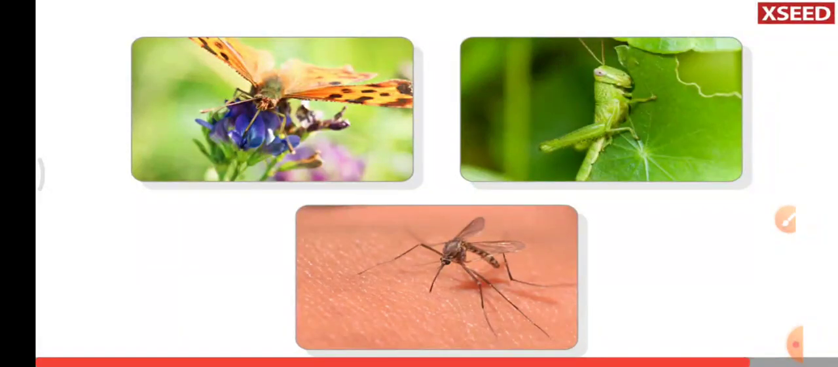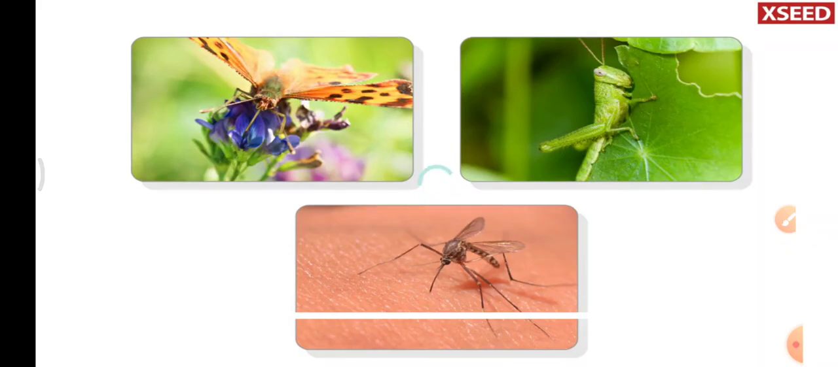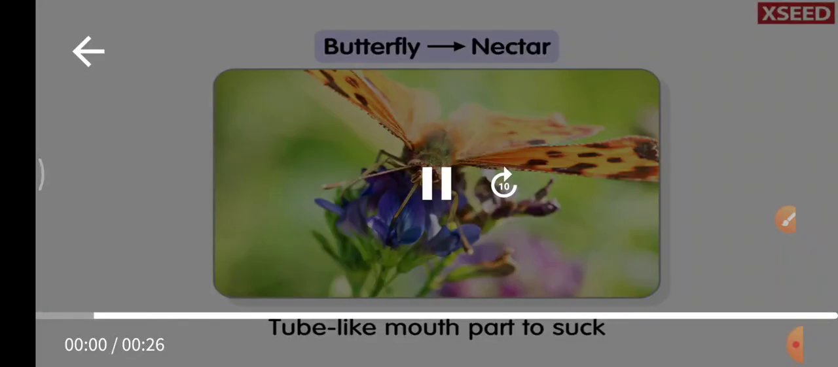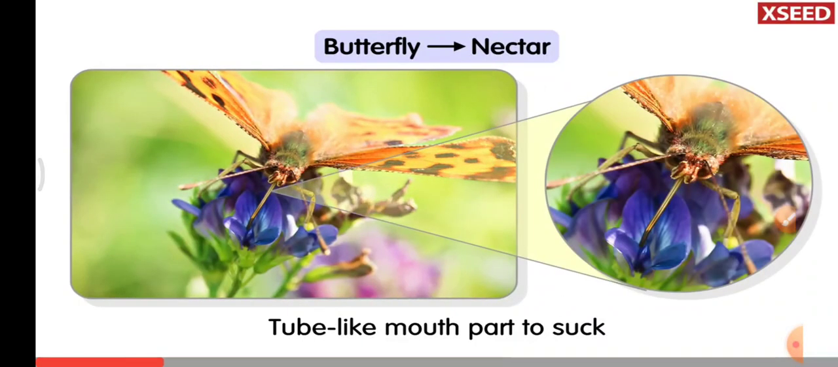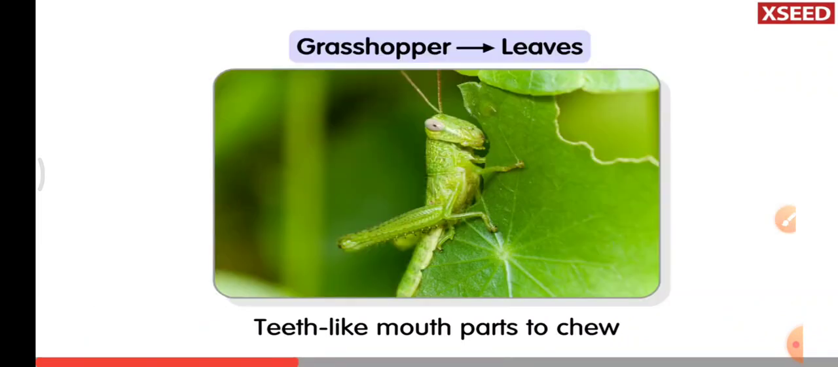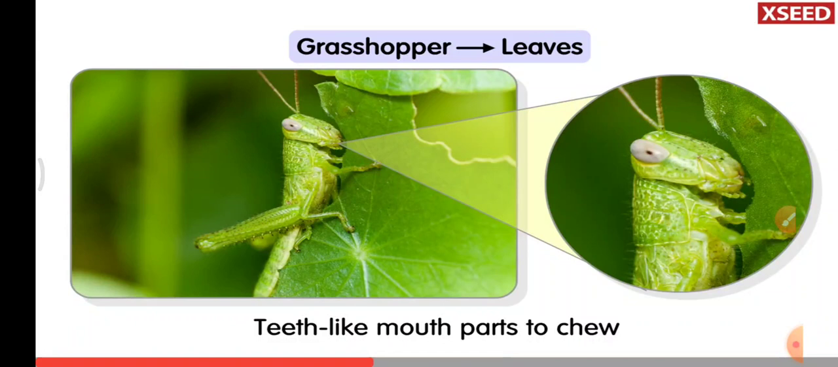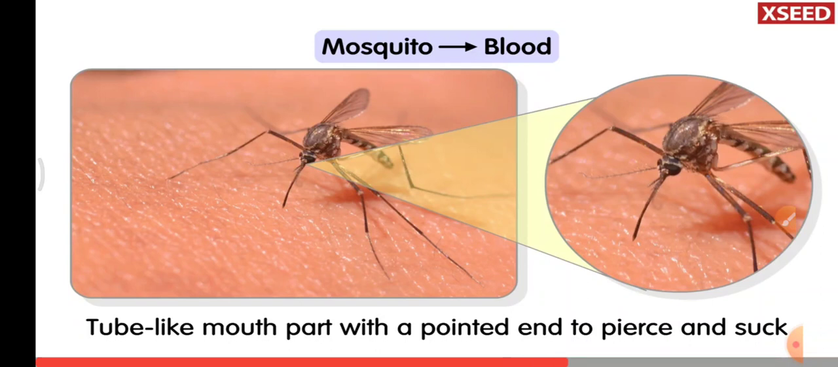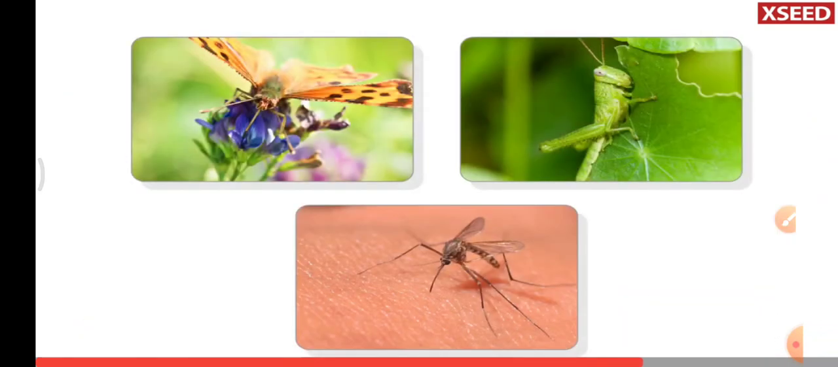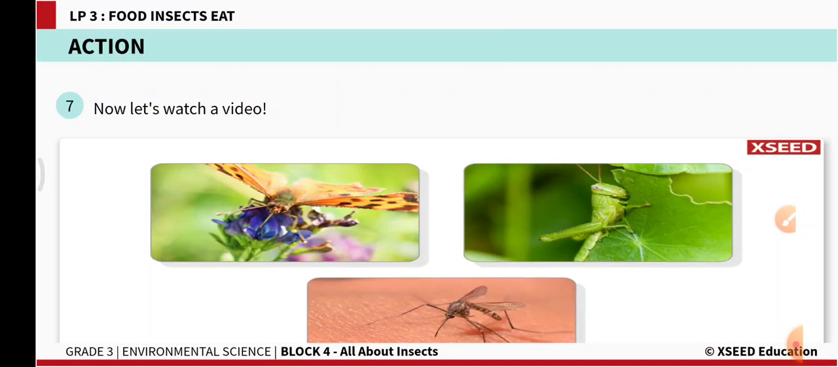Let us watch this video once again, right? So a butterfly has a tube-like mouth part to suck. You can see the tube-like mouth, right? So what does it suck? It sucks nectar, whereas a grasshopper eats leaves with its teeth-like mouth parts. A mosquito has a tube-like mouth part with a pointed edge so that it sucks the blood, right?